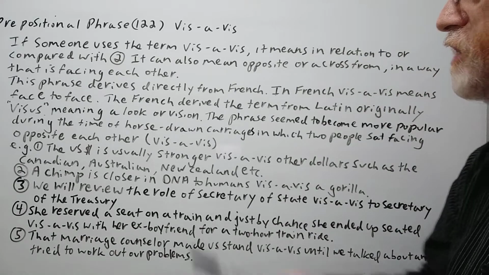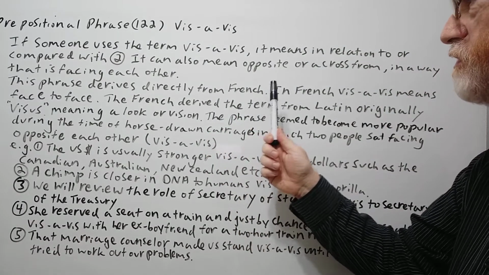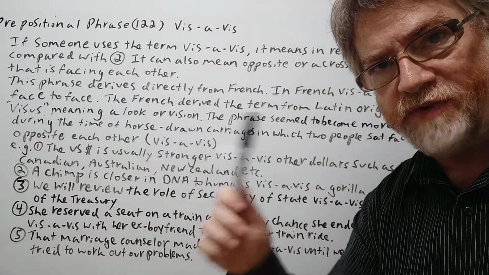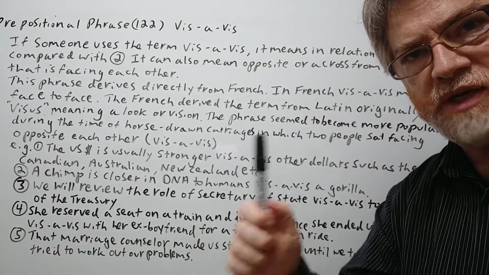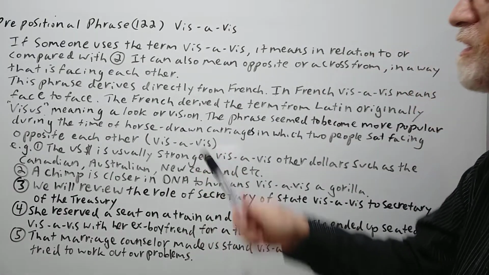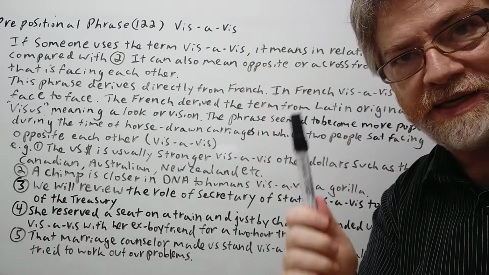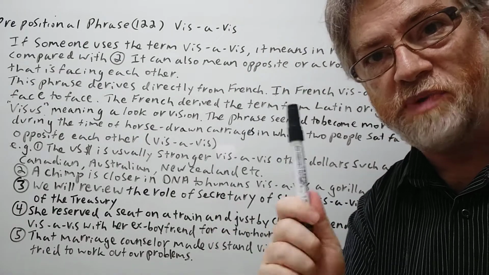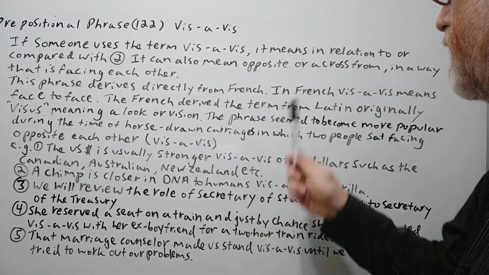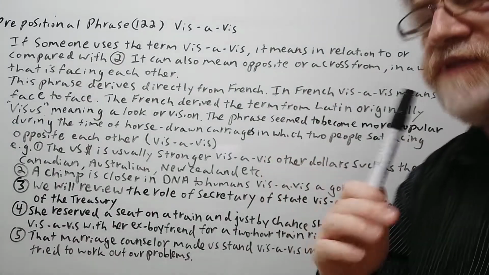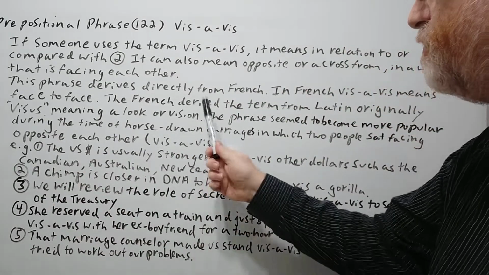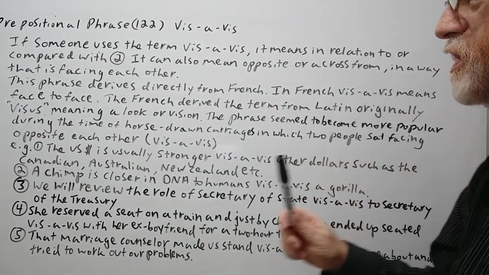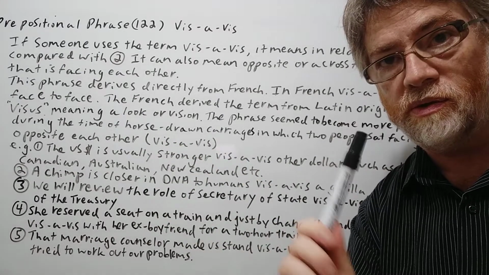Okay, good. The phrase derives directly from French, and that's why we actually pronounce it vis-a-vis. A lot of times in French, the last letter is silent, so the last S in the second vis is actually just pronounced as V. In French, vis-a-vis means face-to-face. The French derived the term from Latin, originally visus, meaning a look or vision.